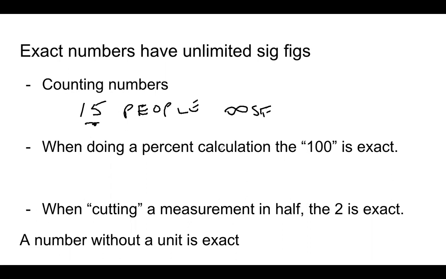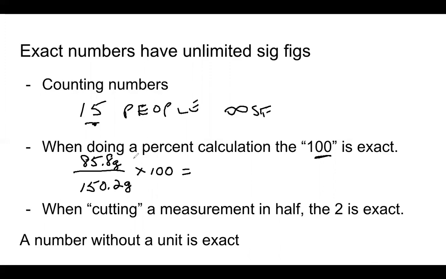When you're doing a percent calculation, you do the part over the whole times 100. The 100 in the percent calculation is exact. That means the 100 has unlimited sig figs. So here is an example of that. So if we had, say, 85.8 grams divided by 150.2 grams times 100.